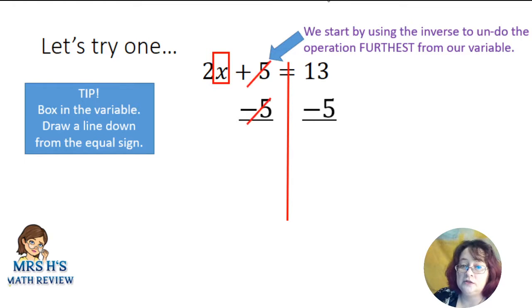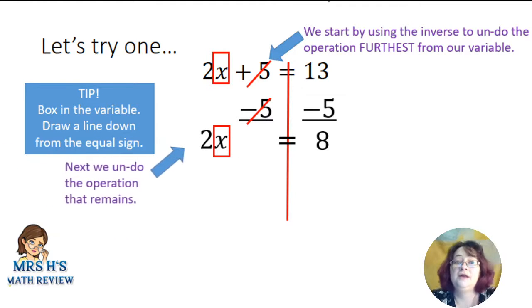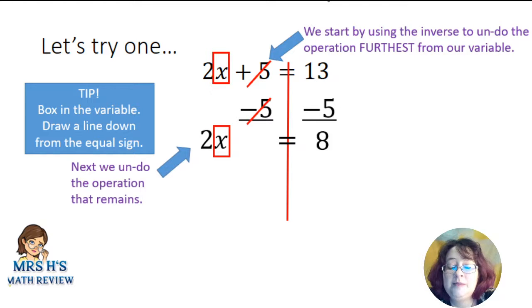My 5's cancel. 13 minus 5 is 8. My 2x is still there, as is my equal, so that can come down. Notice I still box in my x. Alright, now I have 2x. Remember that 2x is the same as 2 times x, and we want to undo that operation.